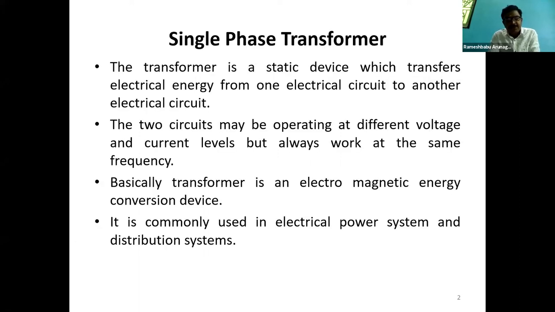Next. So first, unit 3 is a transformer, a single phase transformer. A transformer is a static device which transfers electrical energy from one electrical circuit to another electrical circuit, right? So a transformer is a static device, nothing but it never rotates.